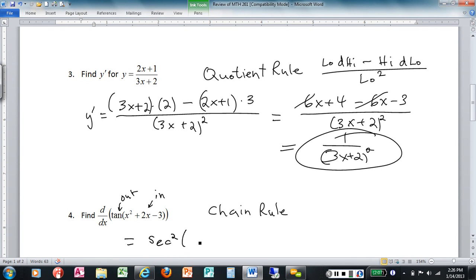And what happens to the inside when I do that? Not a thing. It stays the same. Then I multiply by the derivative of the inside, which is 2x plus 2. Okay, so yeah, that was our 3 main rules for derivatives. Product rule, quotient rule, chain rule, I guess 4 if you count the power rule in there.